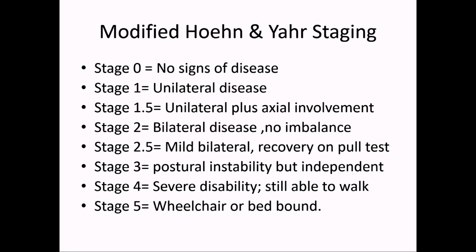The standard way of characterizing the stage of the disease is the use of the Hoehn and Yahr scale. Stage 0 is treated disease with no signs or symptoms. In Stage 1, one side of the body is affected. In Stage 2, there is bilateral involvement without imbalance. In Stage 3, there is postural instability, but the patient remains independent. In Stage 4, the patient is able to walk but has significant reduction in ADLs. And in Stage 5, the patient is non-ambulatory.